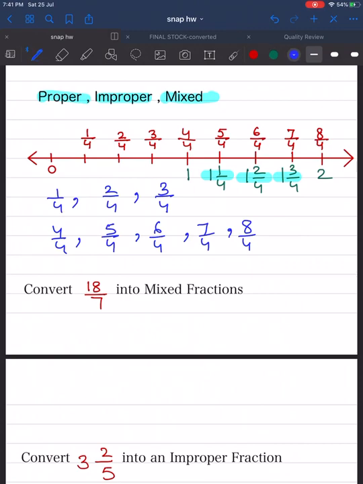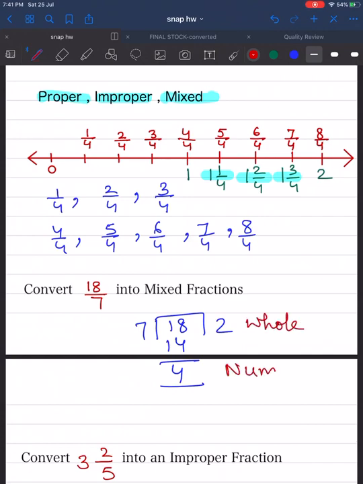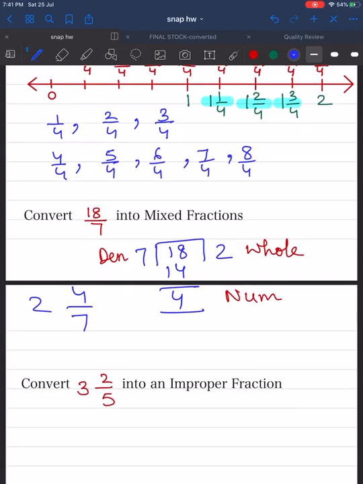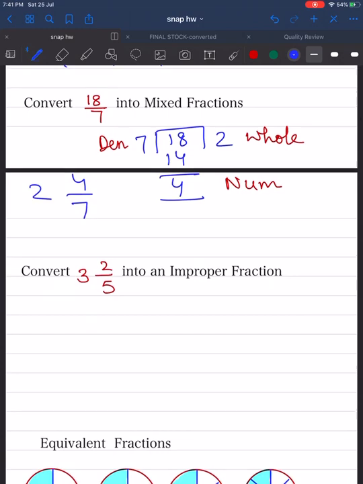So let's convert 18 on 7 into a mixed fraction. So let's divide 18 by 7. So 7 2s are 14. So we get remainder 4. Now here 2 shows the whole part, 4 shows the numerator and 7 shows the denominator. So we can write it as 2 4 on 7.